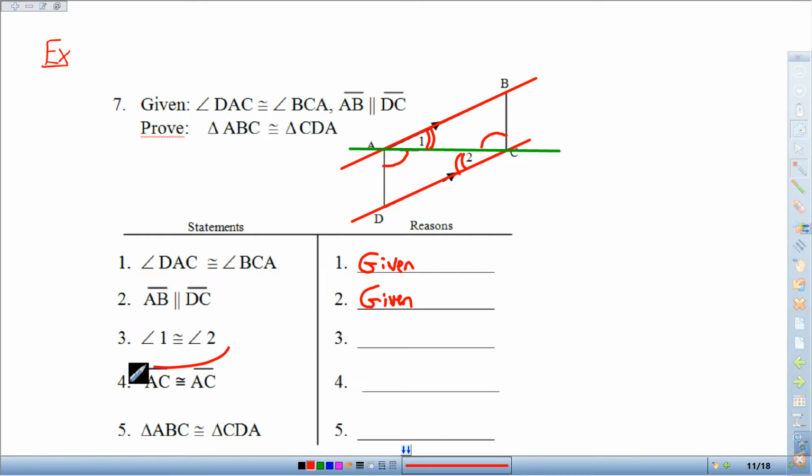And you can see that is our very next statement. Angle 1 is congruent to angle 2. Why do we know that? Because they're alternate interior angles.